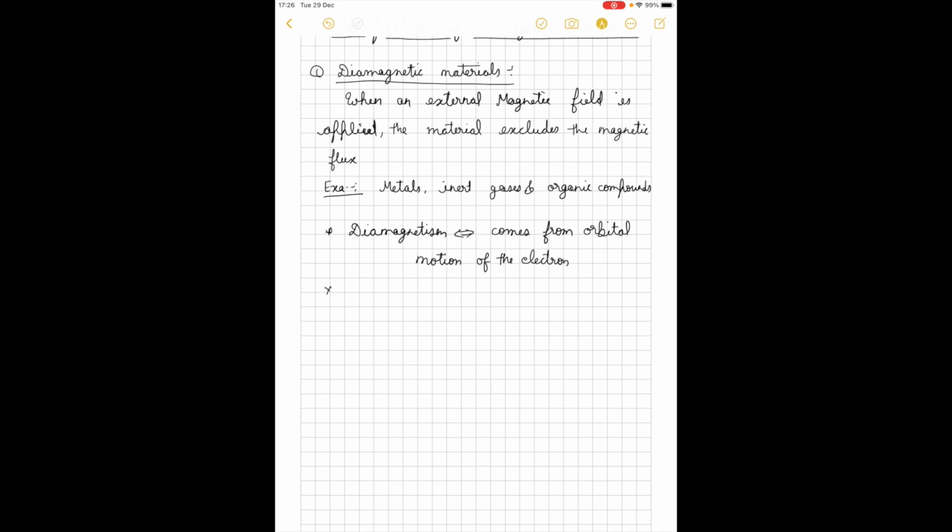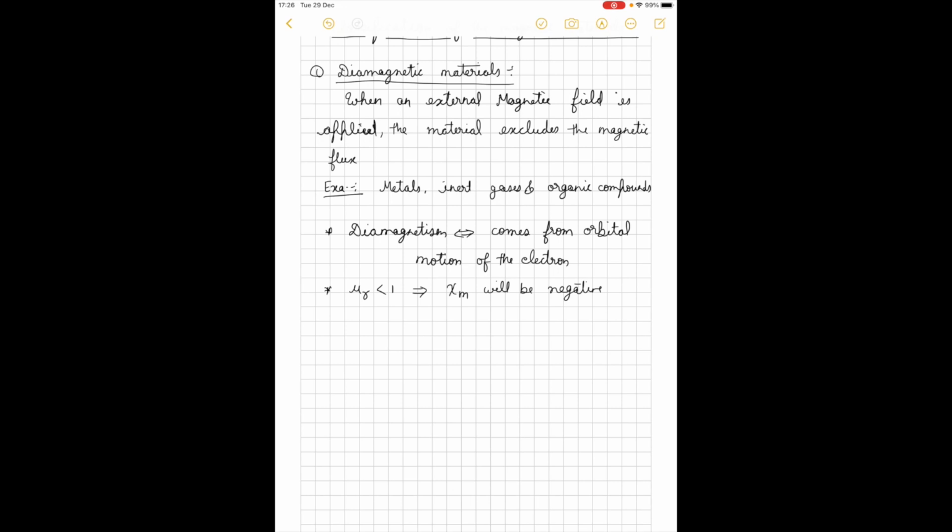Another characteristic of diamagnetic materials is the relative permeability, which we had denoted using mu r. It is less than 1. If mu r is less than 1, this implies that chi m would be negative. Remember, chi m was mu r minus 1. That's why the magnetic susceptibility would be negative for diamagnetic material.